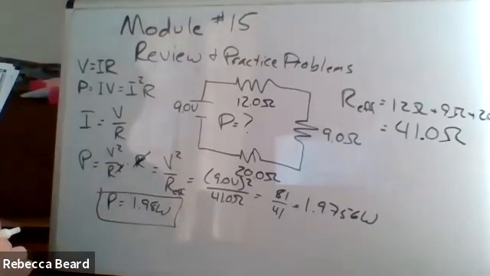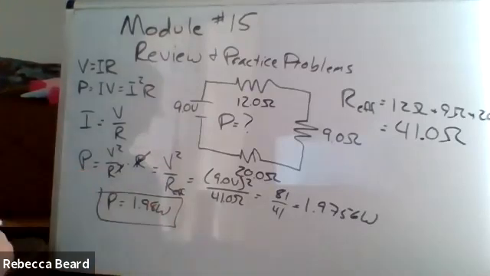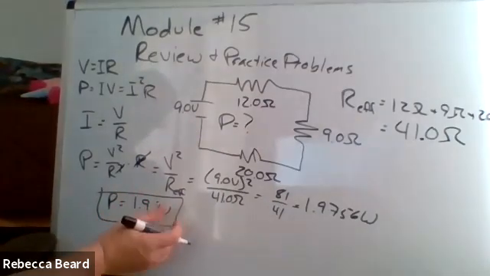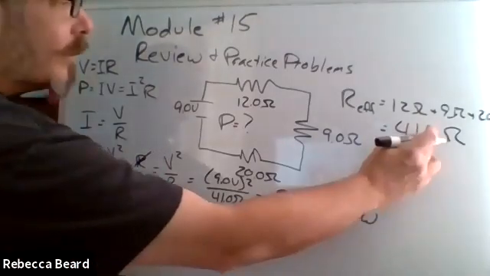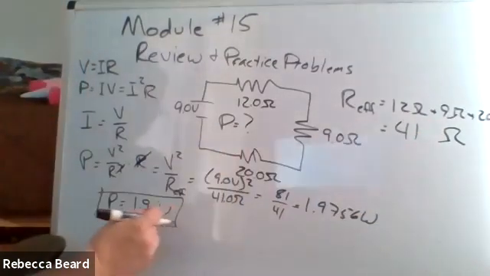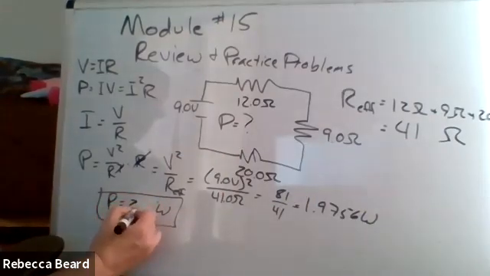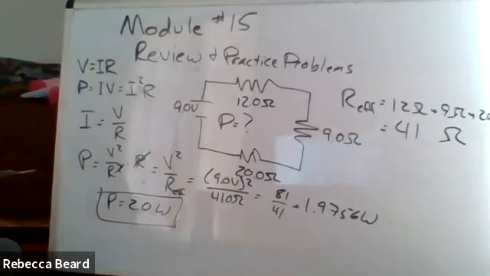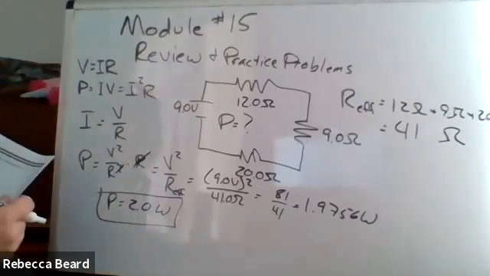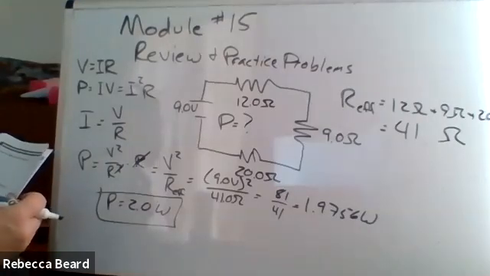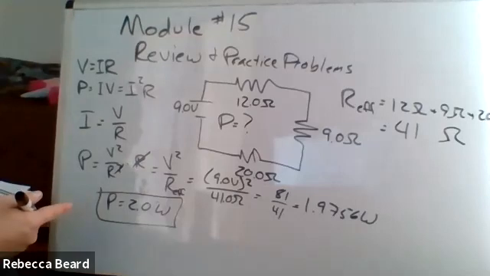Let's see what the book got. Did we come close? This was number 7. They got 2.0 watts. If you keep that at 2 significant figures, that would round up to 2.0 watts. So good, awesome. What's 3? Oh, 3 sig figs. Yeah, got it. I was like, no, it's 2, not 3. I'm good.